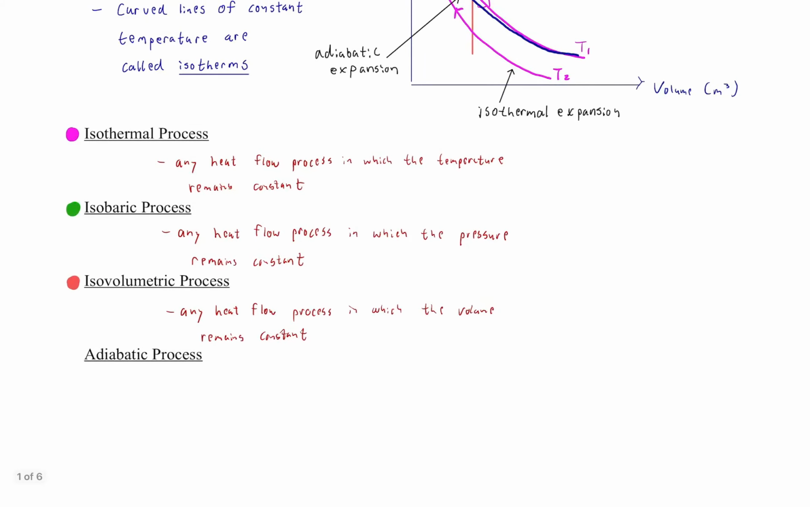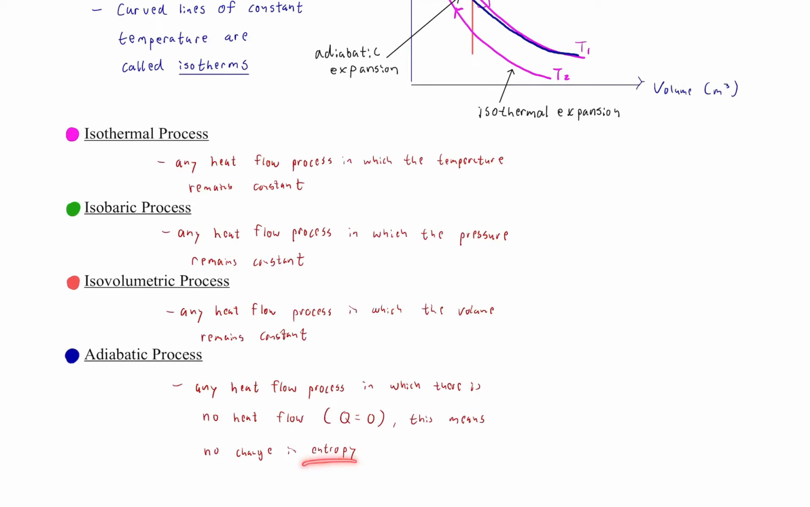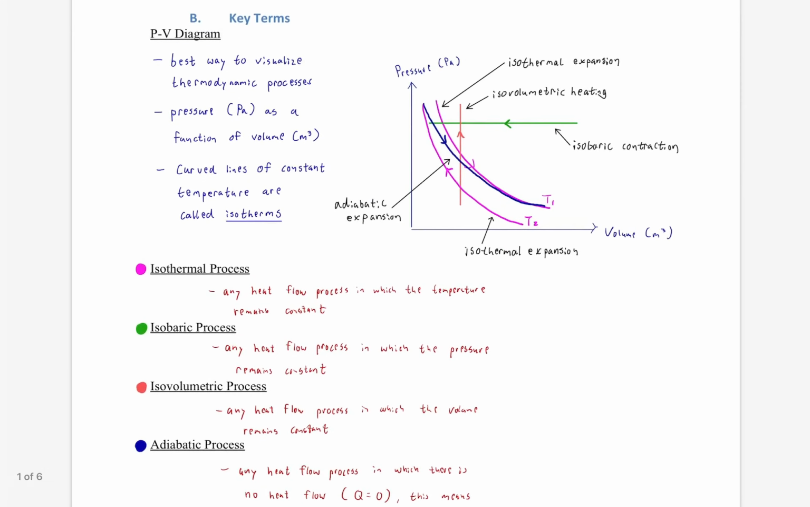And then finally, the adiabatic process, any heat flow process in which there is no heat flow, so Q equals 0, because after all, remember Q represents heat flow. This means no change in entropy, a term we'll define in 2 lectures. Okay? All right, so there's our terms, there's our diagram.